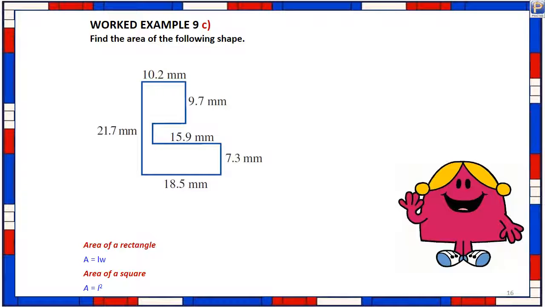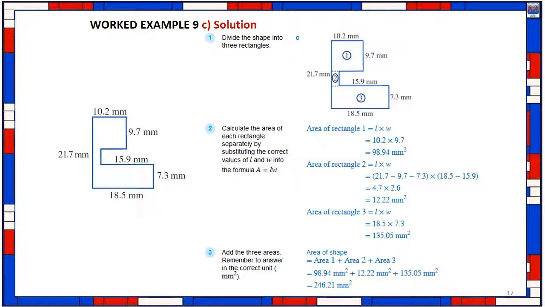Now with this one you can see we've got the same sort of thing, but it's just a bit more. We've got to divide it up into smaller rectangles, like we could divide it up into 3 rectangles like that, for example. Okay, and that's what we've done. We've got rectangle 1, 2, and 3, and then we just go through the same process.